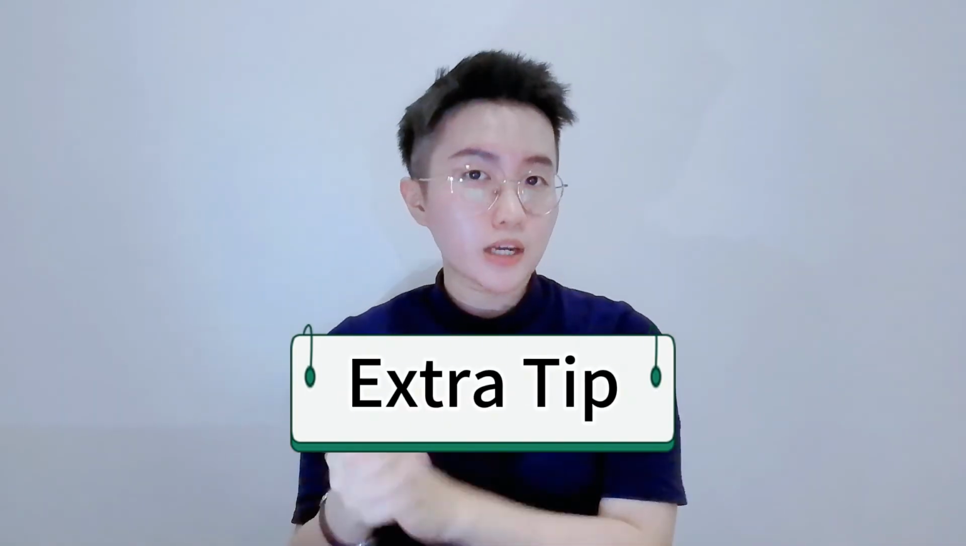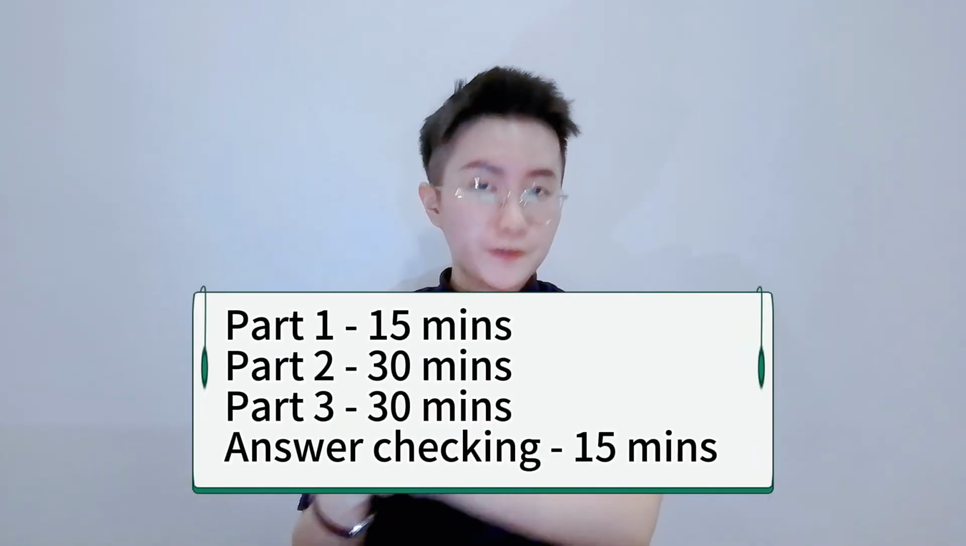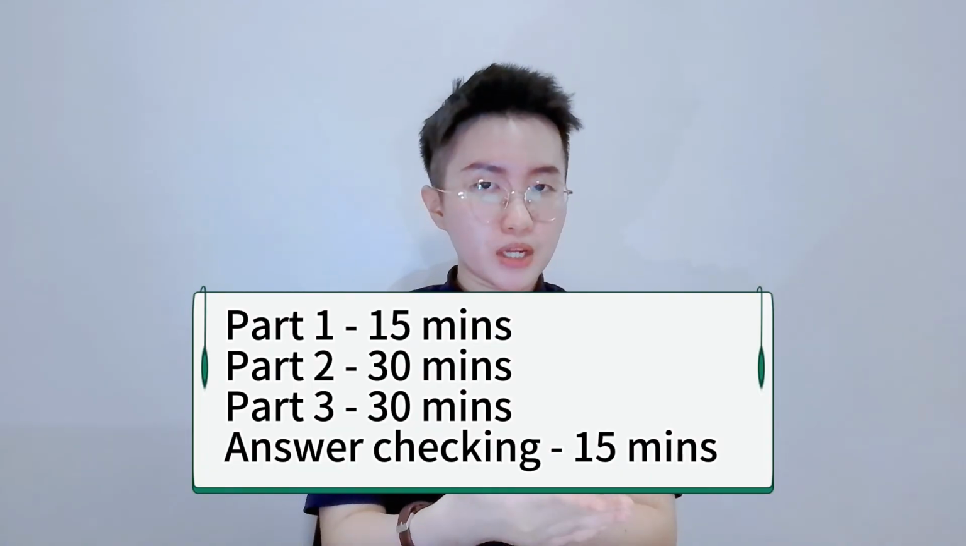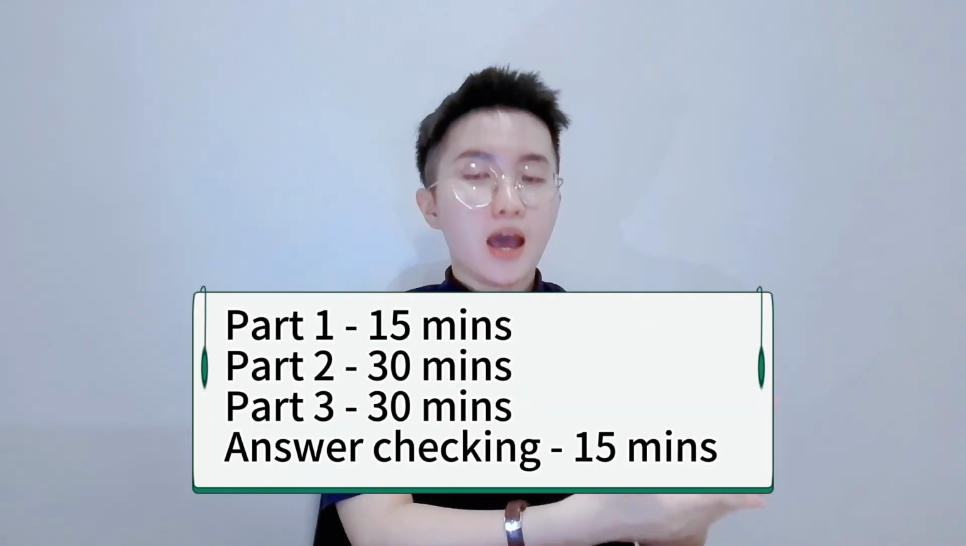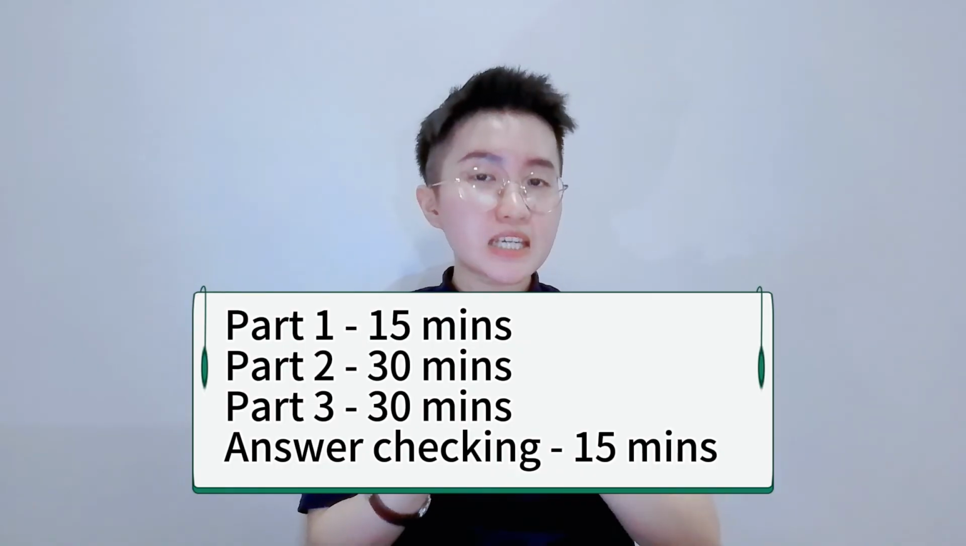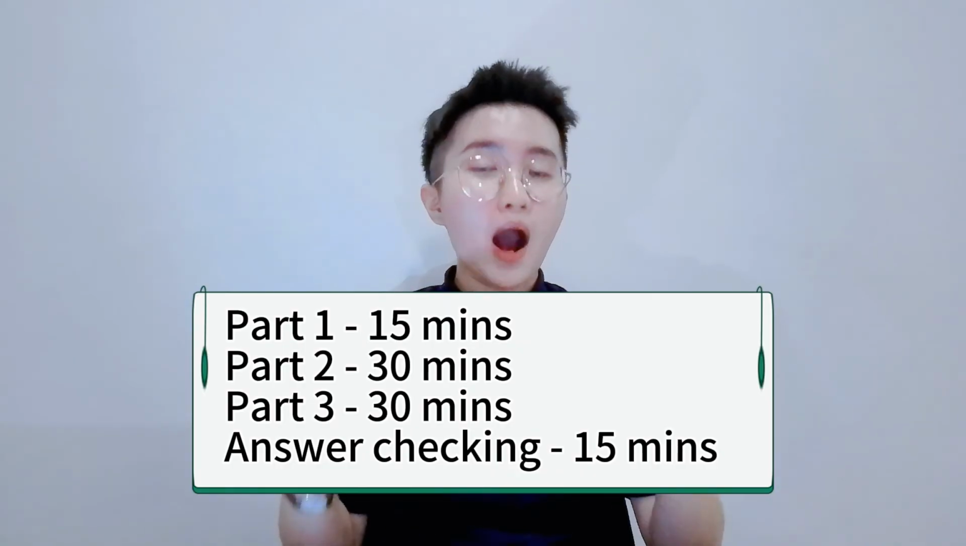So now I'm gonna give you extra tips in this writing paper. So the first one, time management. The total time for this paper is 1.5 hours. So my suggestion is part 1, 15 minutes, part 2, 30 minutes, part 3, 30 minutes, and then you have extra 15 minutes left. This is for answer checking.